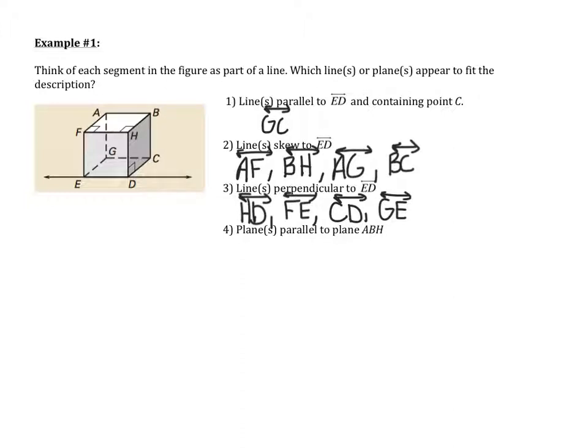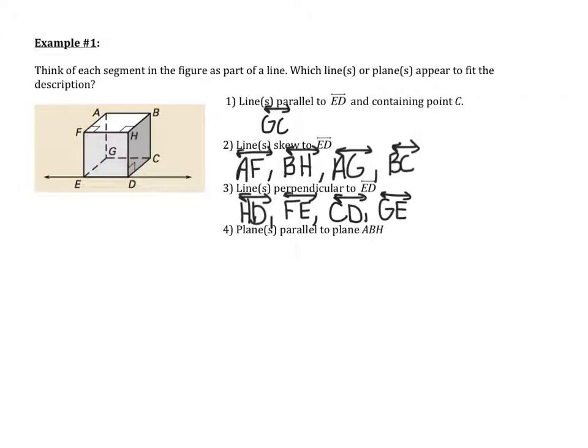Moving on to number 4, plane or planes parallel to plane ABH. Let's first identify plane ABH. That's the top of the box up here. We're looking for planes that are parallel to it, so planes that don't intersect it. So looking at the diagram, the front of the box intersects plane ABH. This side over here also intersects it. This side over here also intersects it, and the back of the box back here also intersects plane ABH. So therefore, those could not be parallel to the plane. Therefore, the only plane that is parallel to plane ABH would be the bottom of the box down here.